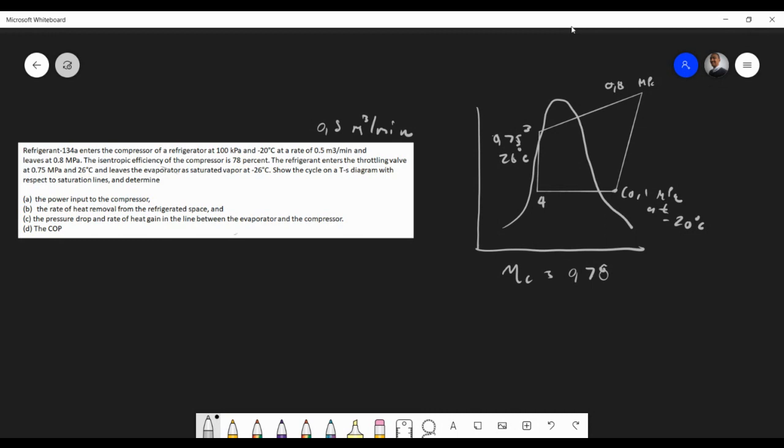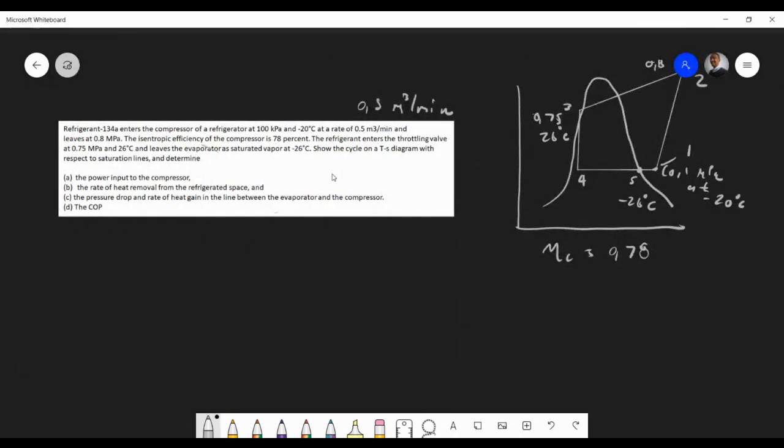And it says it leaves the evaporator at saturated vapor at minus 26 degrees. So maybe this is like 0.5 or something. This is going to be 0.1, 0.1, 0.2. And obviously it gets superheated.